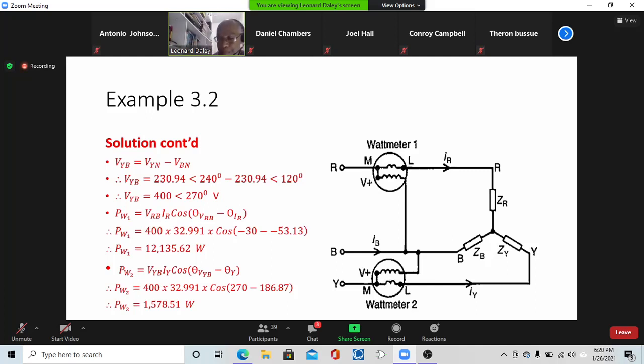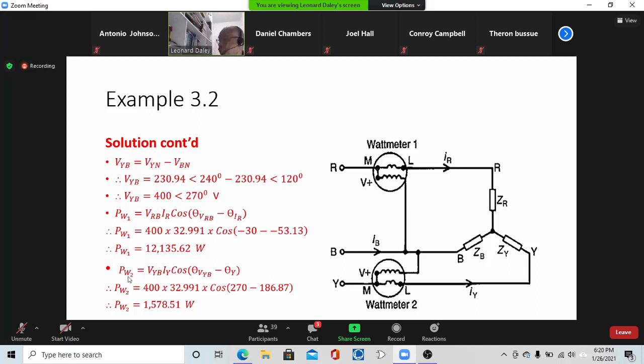All right, so again, now we go back through and we start to calculate the power read by each wattmeter. So wattmeter 1 is reading VRB times IR times the cosine of the phase difference between those two phases. So it's 400 times 32.991 times cos of VRB at minus 30 and IR at minus 53.13. So we get wattmeter 1 reading 12,135.62 watts.